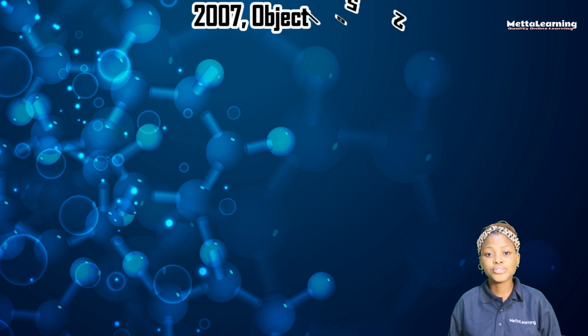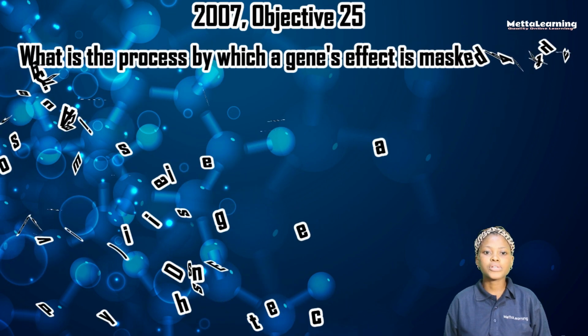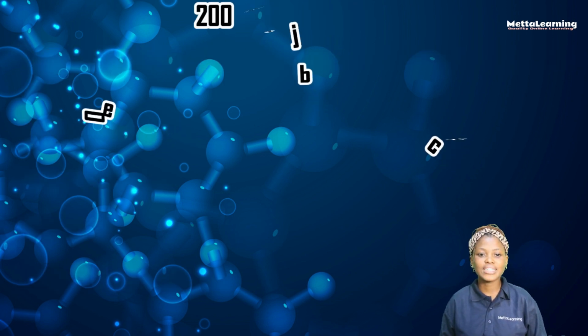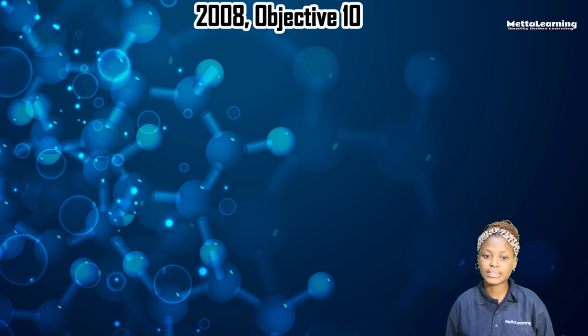2007, question 25. What is the process by which a gene's effect is masked by another gene? Option A, dominance. Option B, recessiveness. Option C, epistasis. Option D, polygenic inheritance. Correct. Option A, dominance.